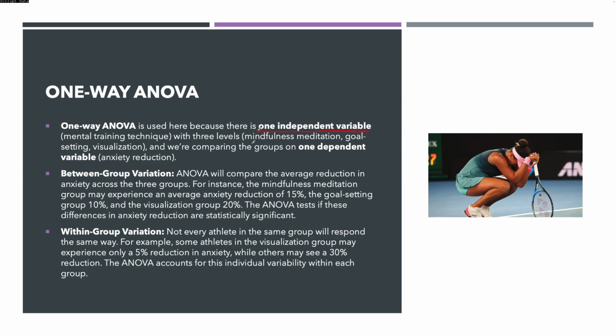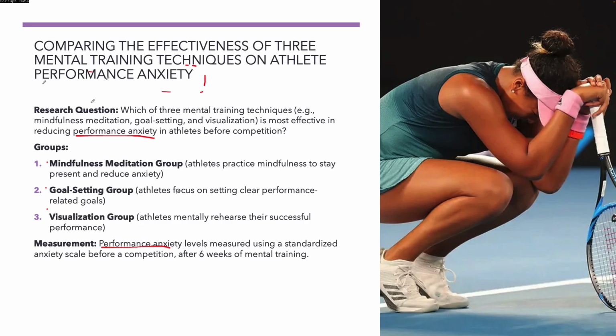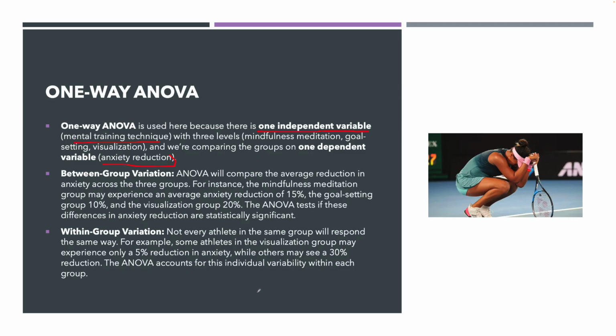We're talking about an independent variable, which is mental training techniques. This is the independent variable. There are 3 levels to this: mindfulness, goal setting, visualization, and we're comparing these groups on one dependent variable, which is anxiety reduction. So if we go back here, we're talking about anxiety. We're trying to reduce this, and there are 3 groups that we're using to see which one of these is going to reduce this. Okay, you guys can look at this on your own time because I've been telling you the same thing for the last 20 minutes.